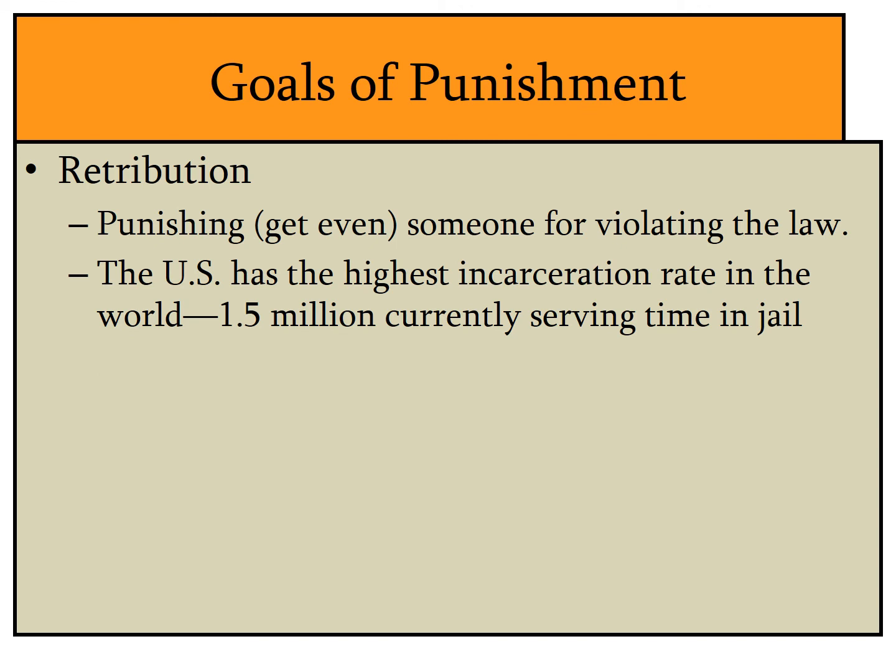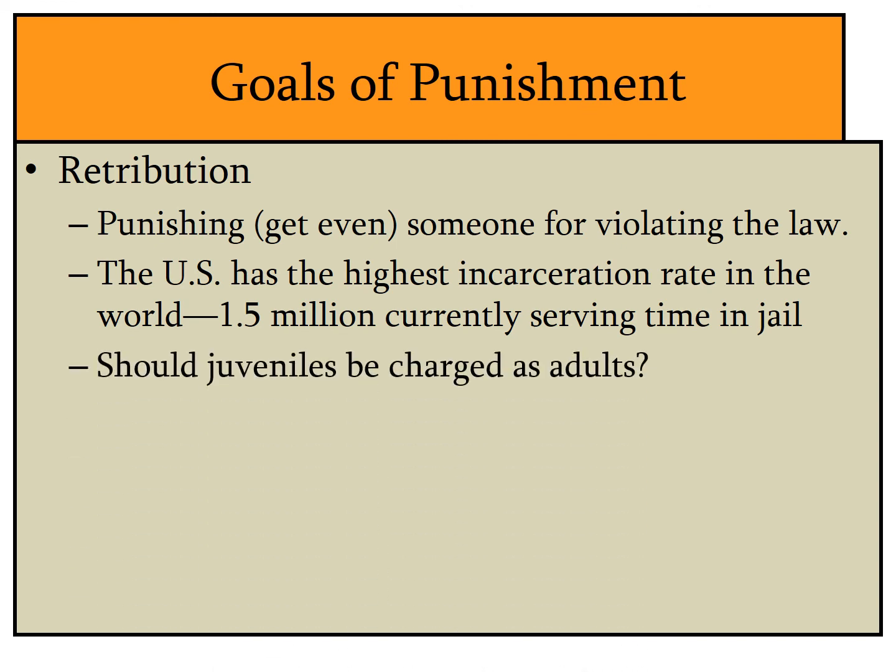The second goal of punishment is retribution. And retribution essentially is when we try to get even with somebody for violating the law. Now, this country is very good at retribution. And one of the ways in which we punish people is by sending people to jail. And so this is why we have one of the highest incarceration rates in the world. We arrest and incarcerate more people than any other country on this planet currently.